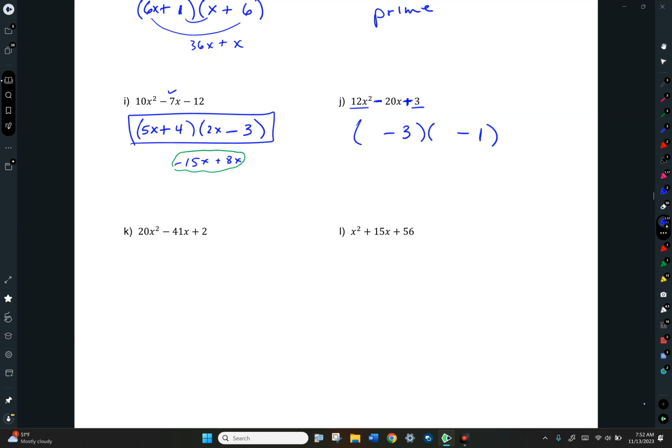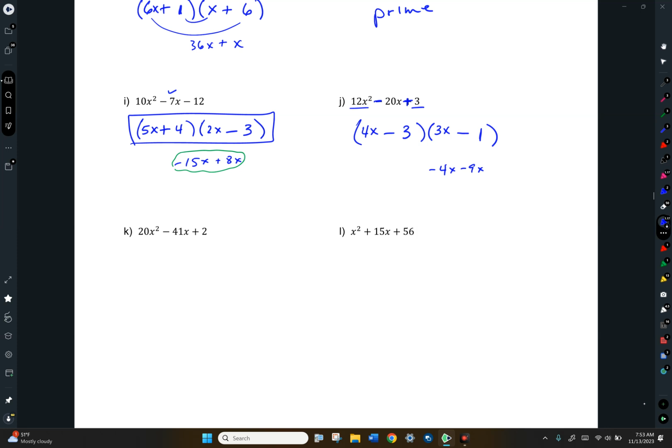Now, in order to multiply and get 12, I'll start with 4 and 3, but that means I can't put the 3x over here with the 3, so I would have to put the 4x here and the 3x here. Now that doesn't guarantee it works, so I check it. On the outer, I'm going to have negative 4. On the inner, I have negative 9. That does not give me the 20 that's in the middle.